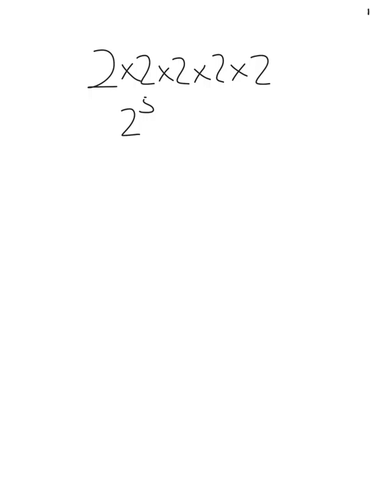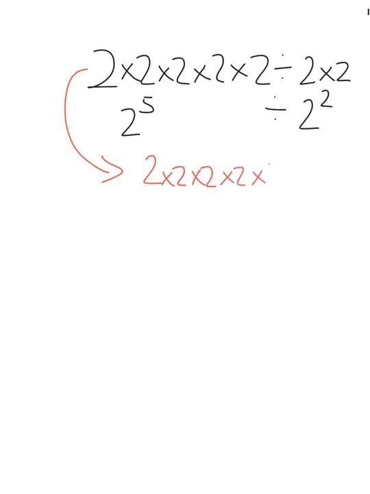So again, we'll write this in expanded form. I know that 2 times 2 times 2 times 2 times 2, as I just mentioned, is 2 times itself 5 times, that is 2 to the power of 5. But let's say this time I want to divide by 2 times 2, okay? So again, I'm dividing by 2 squared. Now what we can use is the process of cancelling. So I can write this down here as 2 to the power of 5 divided by 2 to the power of 2 like this, right?